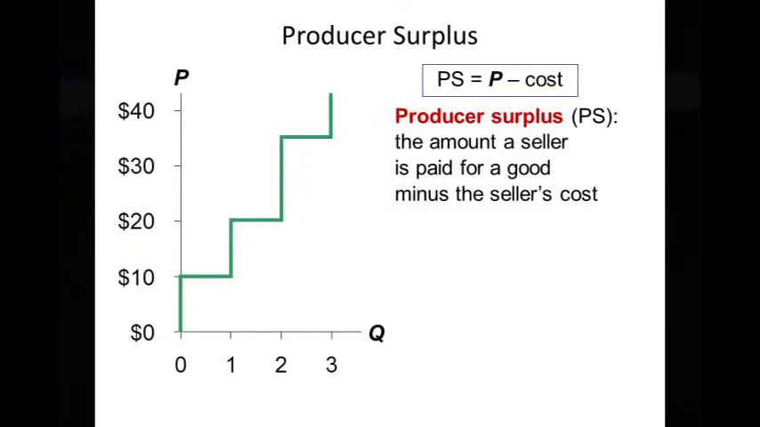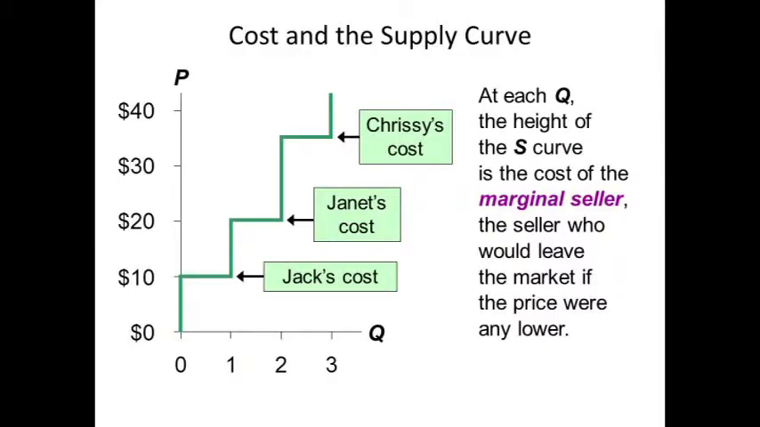At any given time, the price given the supply curve represents the cost of the marginal seller. Because the supply curve shows the seller's cost and willingness to sell, we can use the supply curve to measure the producer surplus. Producer surplus can be measured as the area above the supply curve and below the price.